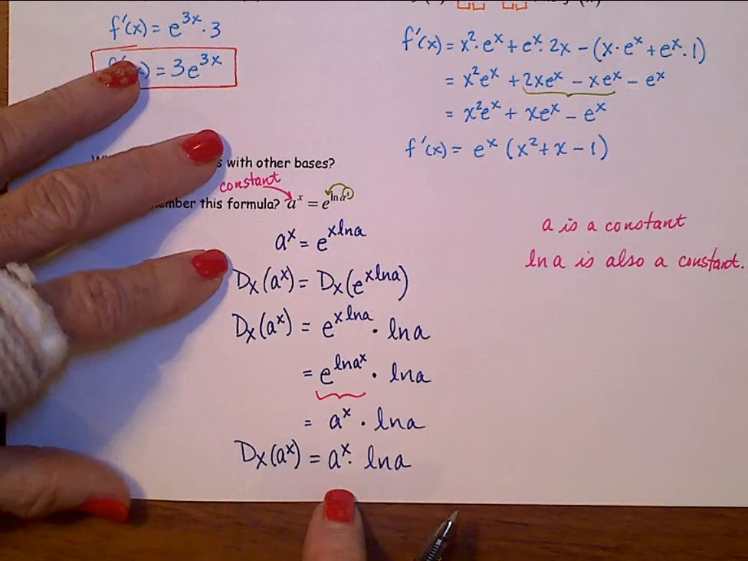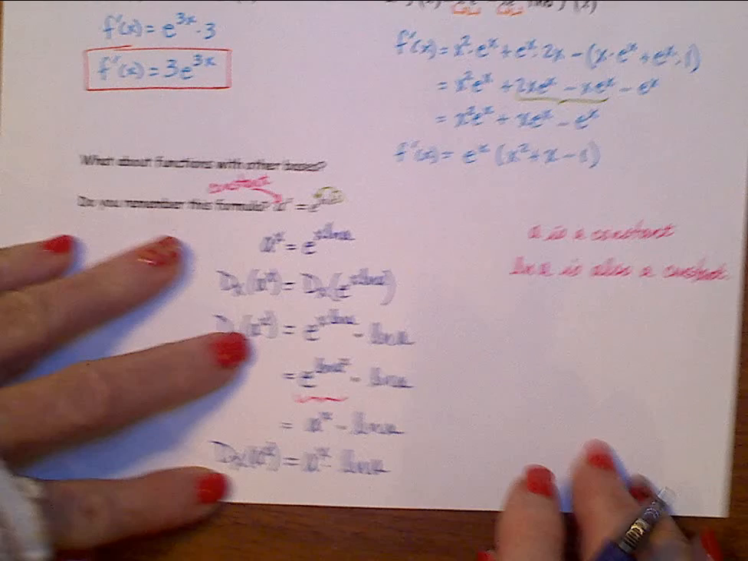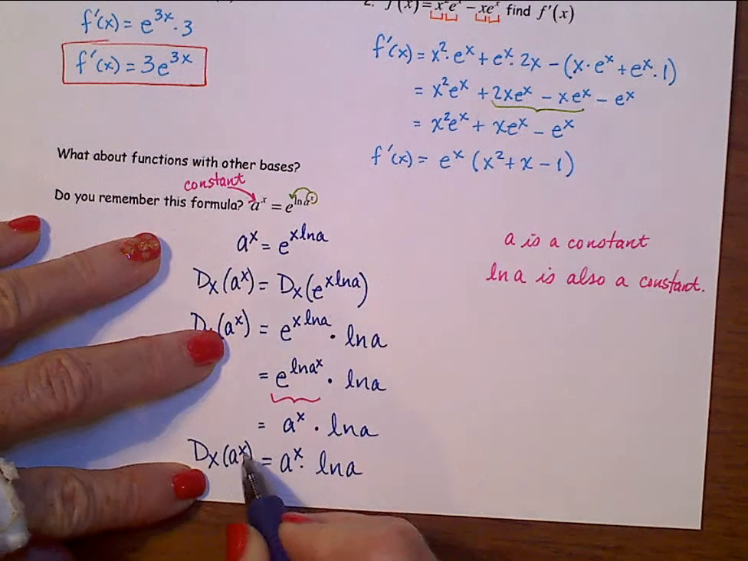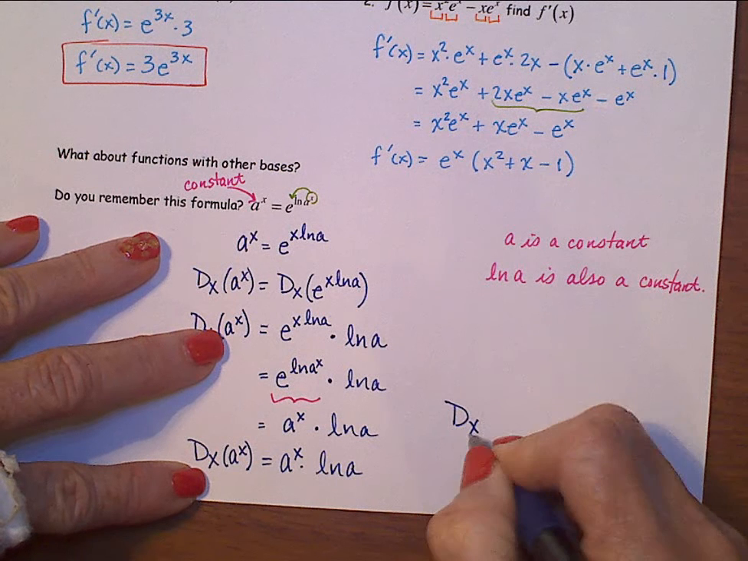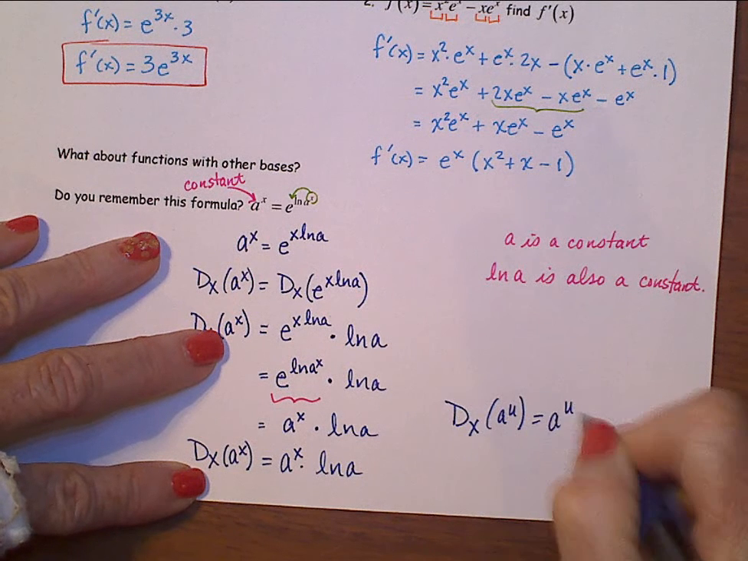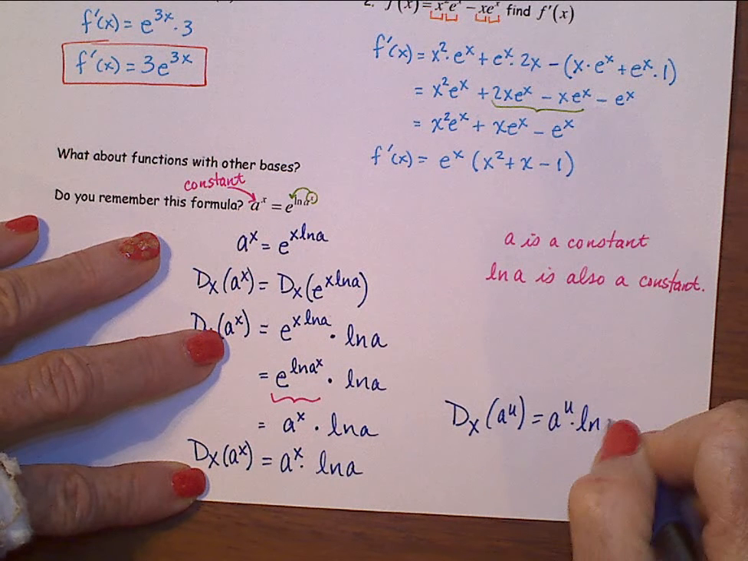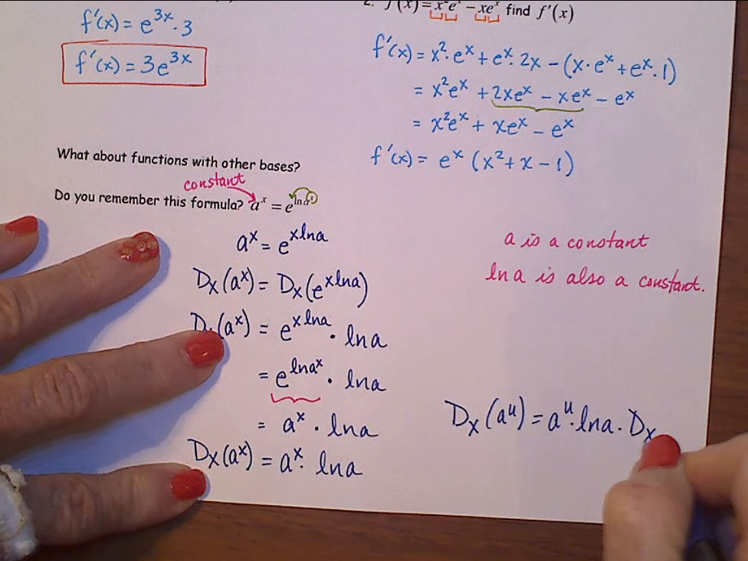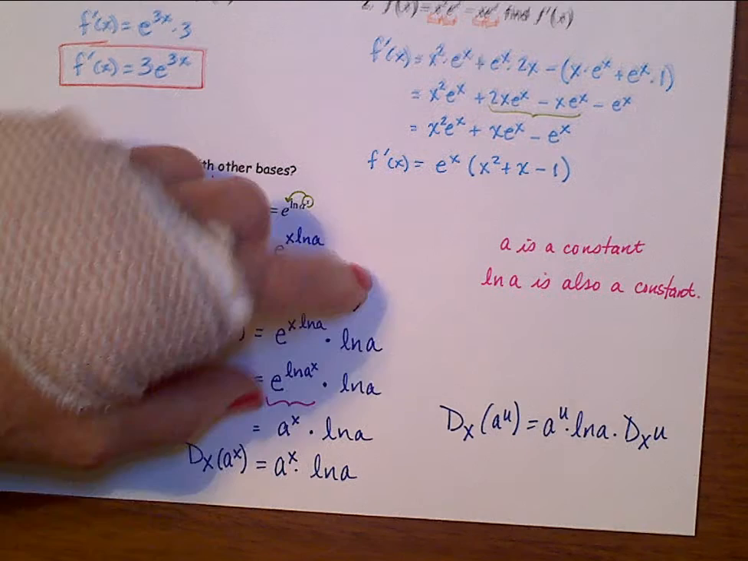Beautiful. Take it one step further so that we can have an a to the u. And the derivative of a to the u is a to the u times ln a times the derivative of the u. Yes, you need to memorize this.